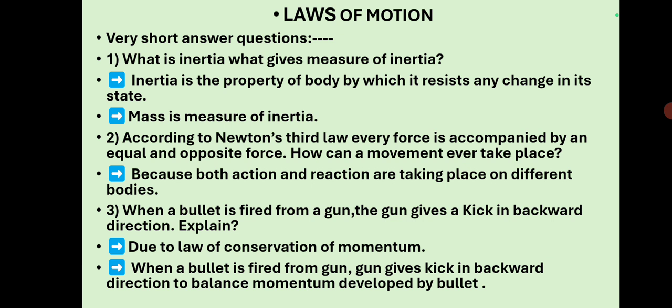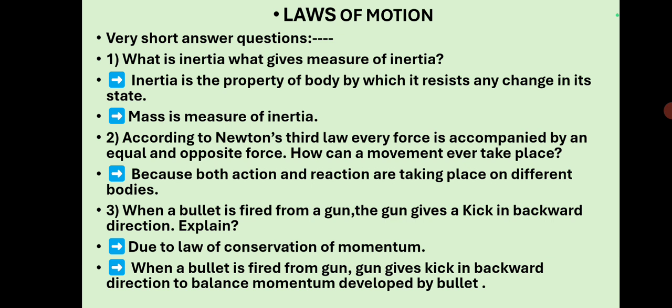What is inertia? What gives the measure of inertia? Inertia is the property of a body by which it resists any change in its state. Means if any body is at rest, it will try to remain at rest. If any body is moving with uniform velocity, it will try to continue in that uniform motion only. And the measure of inertia is mass.